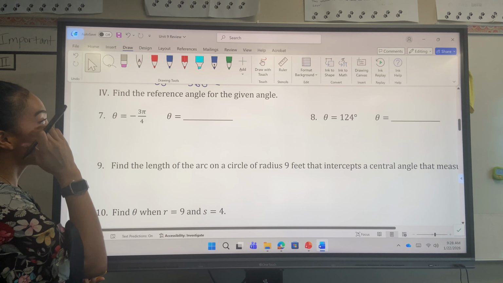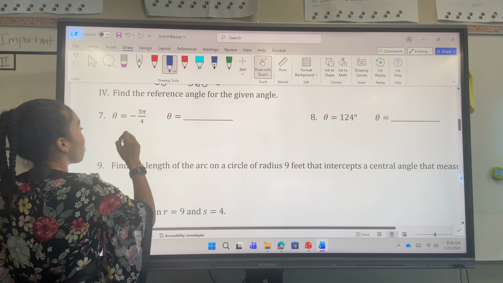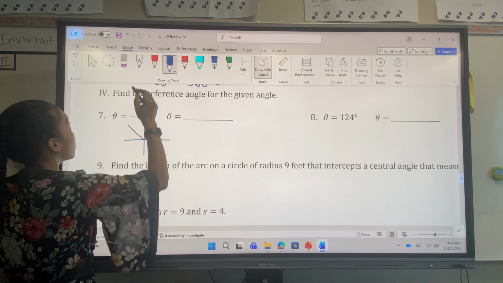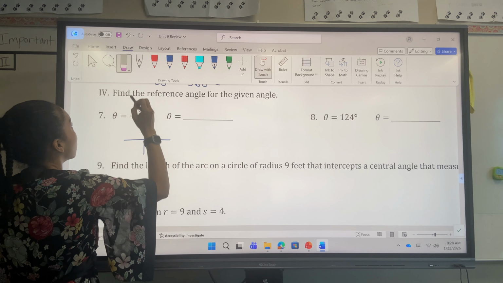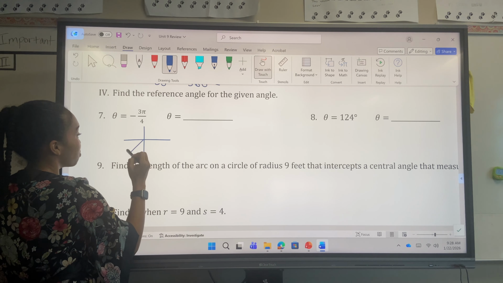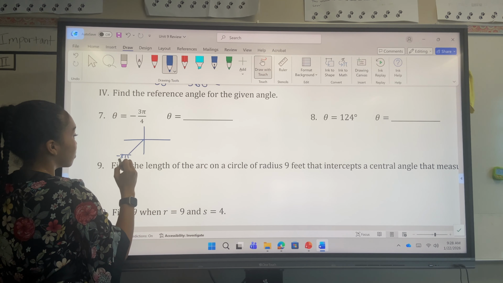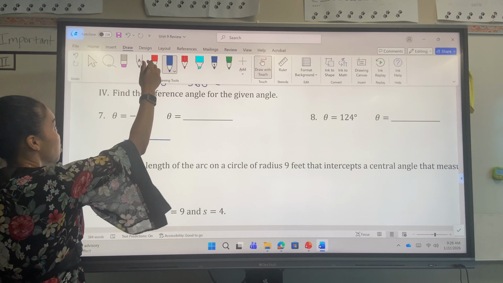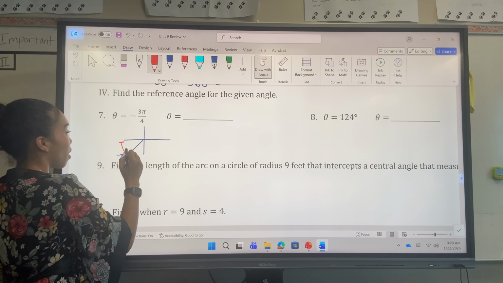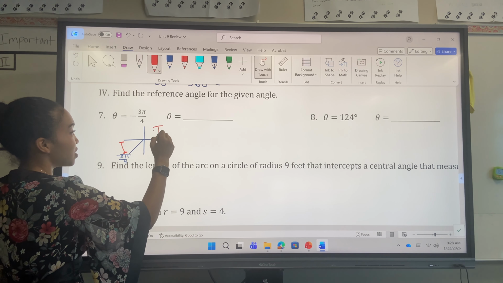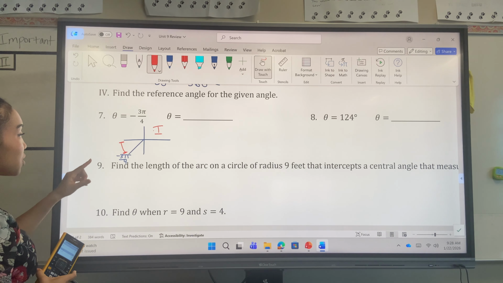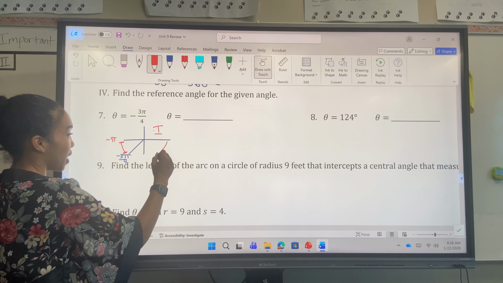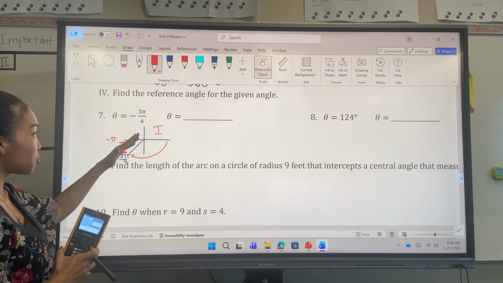Now we're going to find the reference angle. So a reference angle, negative 3 pi over 4 is right here. The reference angle means how far away is it from the x-axis. So what is this distance? It's always going to be positive and it's going to match an angle that's in the first quadrant, okay? So the distance from negative 3 pi over 4 to negative pi, because we went this way, negative 3 pi over 4 is right here.